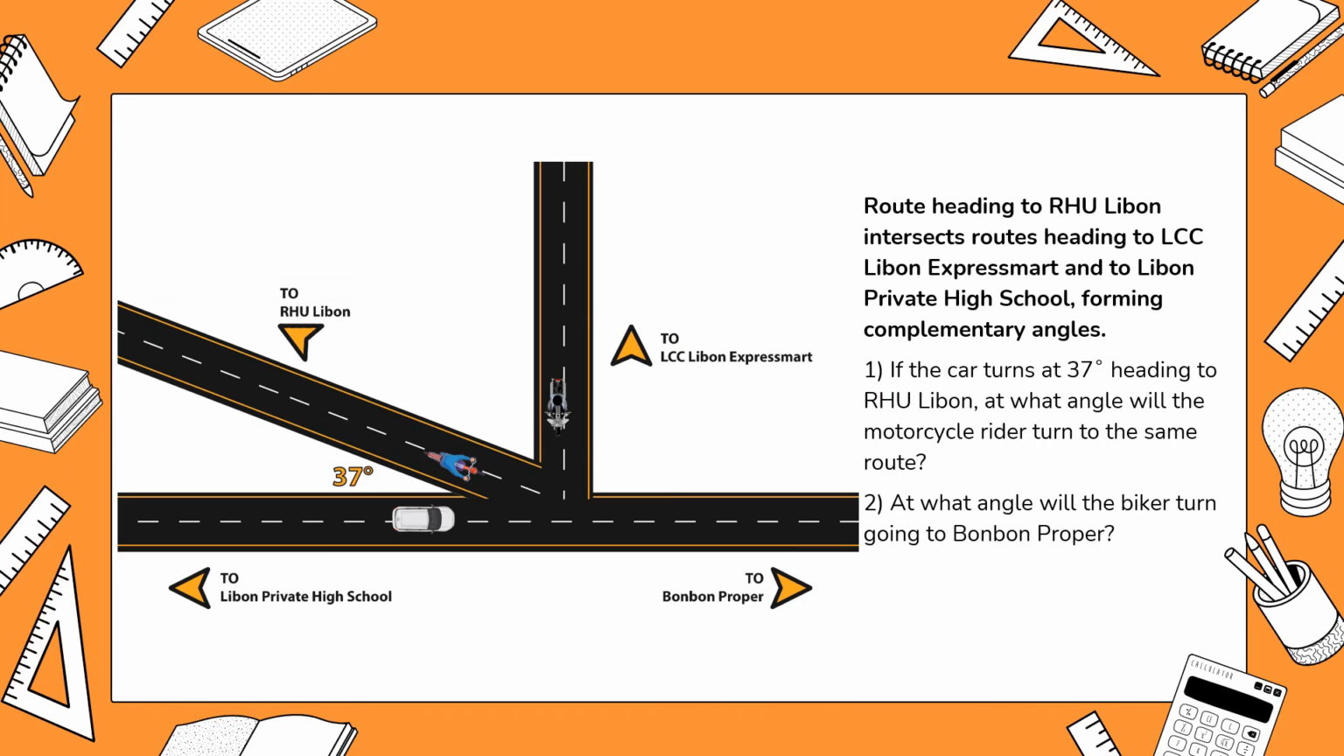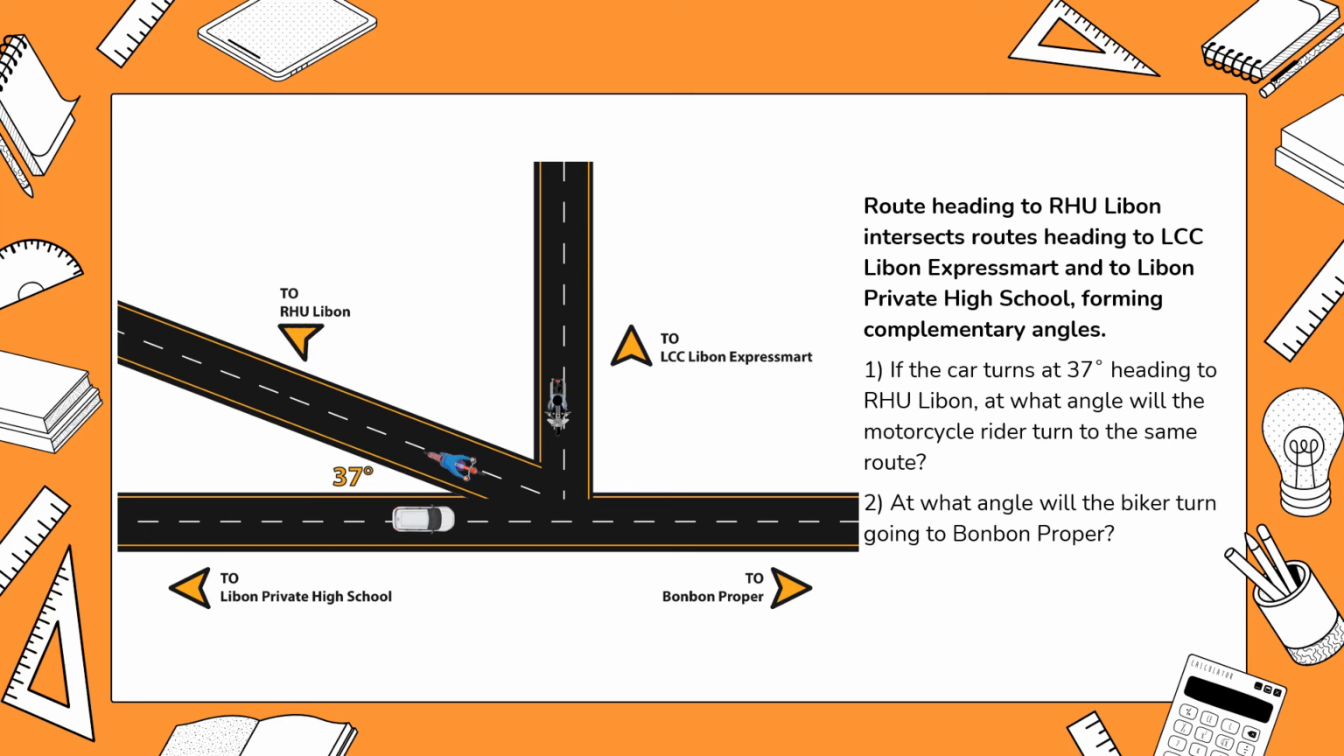For the next activity, I have here a road map which shows different routes. But the problem is the route heading to RHU Libon intersects routes heading to LCC Libon Express Mart and to Libon Private School, forming complementary angles. Now, for number 1, if the car turns at 37 degrees heading to RHU Libon, at what angle will the motorcycle rider turn to the same route?